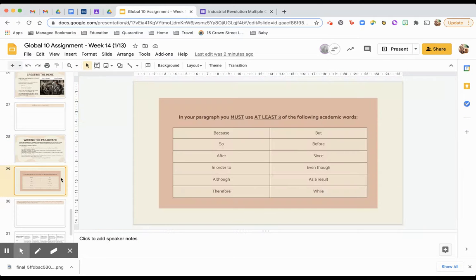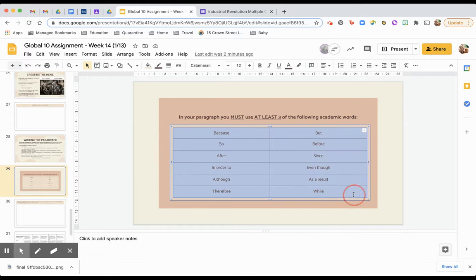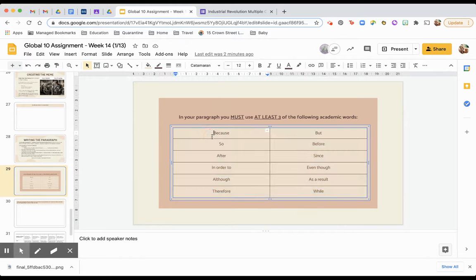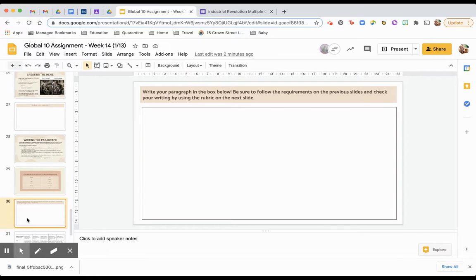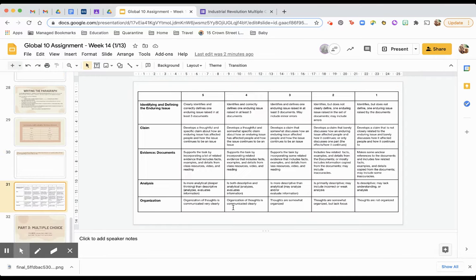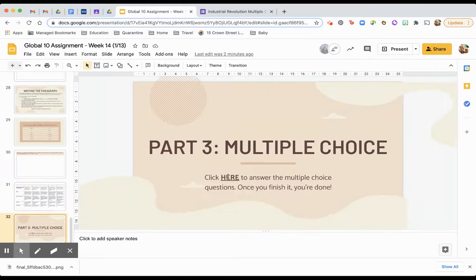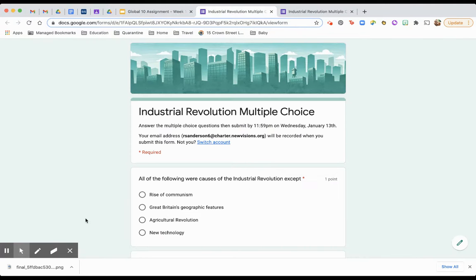For your paragraph, there is one thing that you need to do beyond answering all these questions. You need to use at least 3 conjunctions. We've been working on using conjunctions all year pretty much. So you're going to pick at least 3 of them to use, and then you'll be writing your paragraph on this slide. You'll be graded using the rubric here, so make sure you take a look at that to ensure that you've done everything.